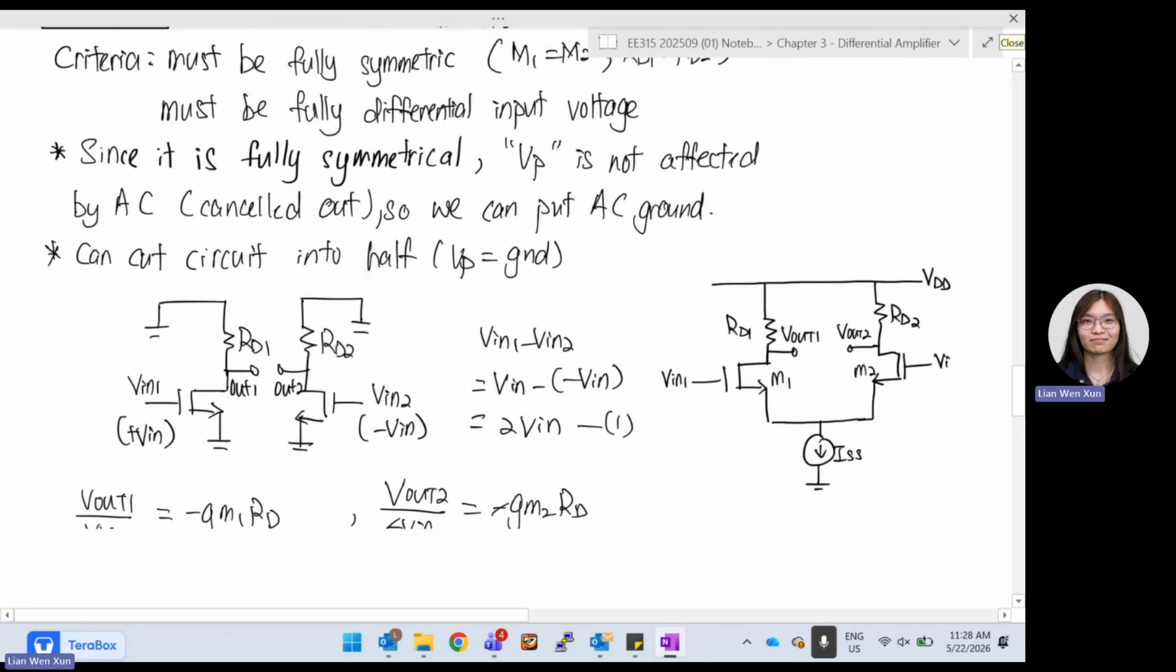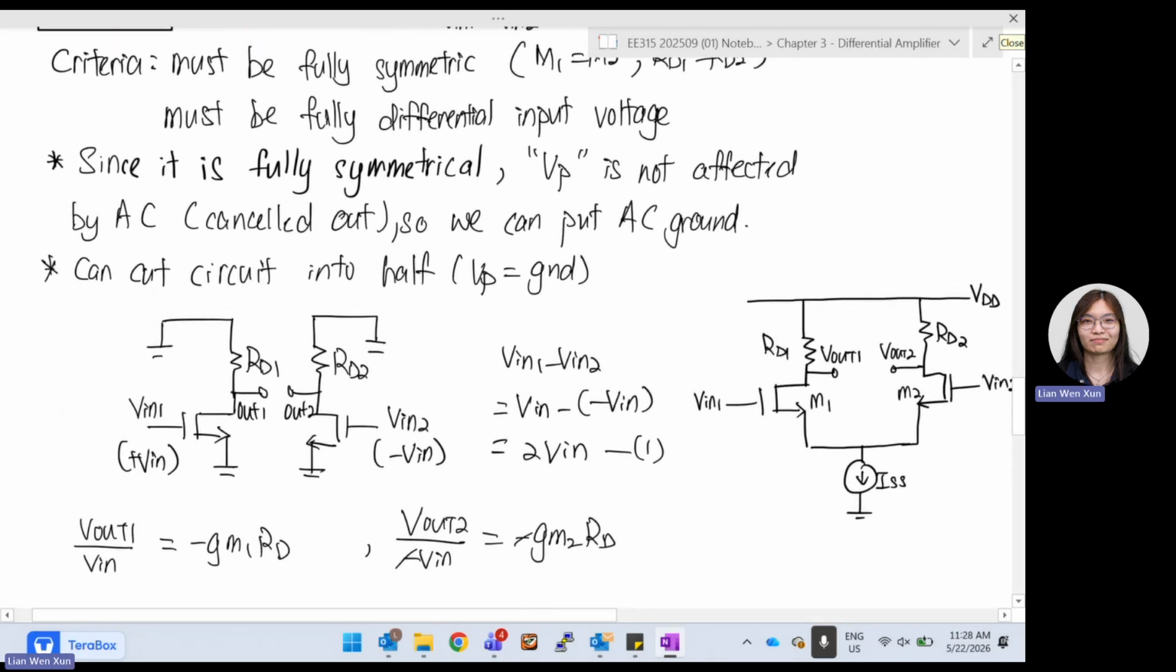If they are fully symmetrical, we can say that P is not affected by AC. They are cancelled out. Imagine that there is a positive 1 volt going in from V in 1, and a negative 1 volt going in from V in 2. They combine at VP, above ISS, so they cancel each other out. We can say they are virtually grounded, so this ISS is now grounded.